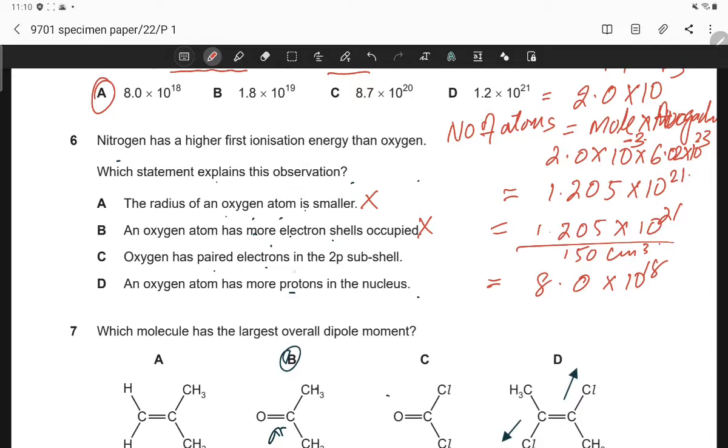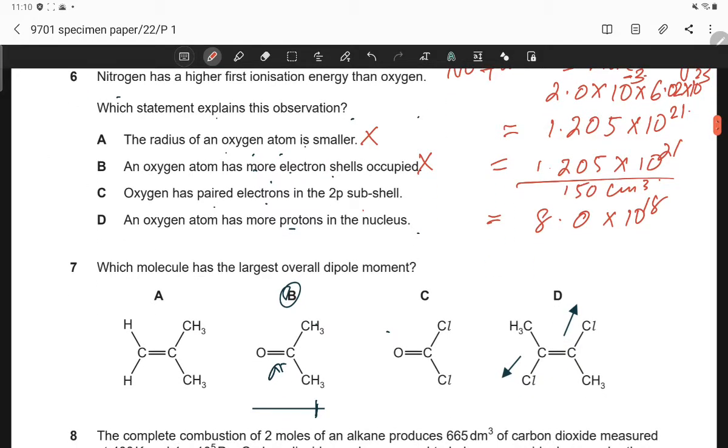Oxygen has paired electrons in the 2p subshell. Yes, the electronic configuration of oxygen, which has 8 electrons, is 1s2, 2s2, 2p4. So it has paired electrons in the p subshell, while the nitrogen atom, which is 7, is 1s2, 2s2, 2p3.